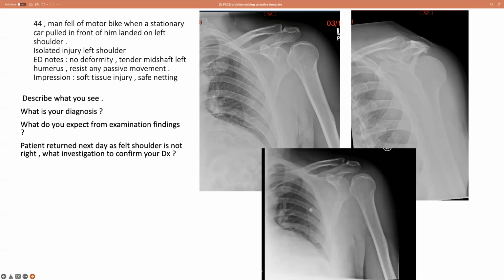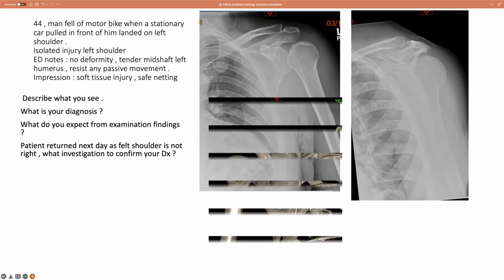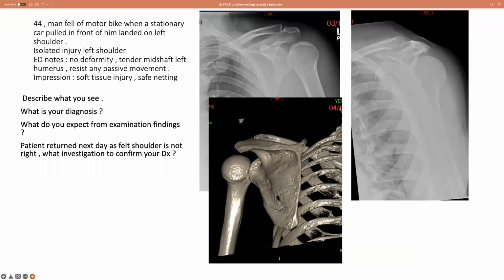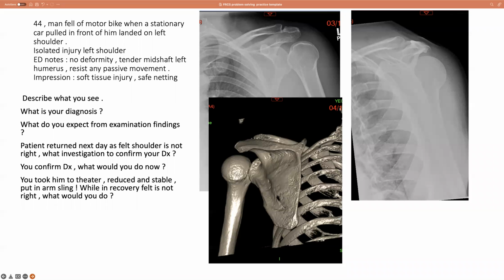You get another X-ray. You had a CT with 3D reconstruction. You confirm your diagnosis as a posterior dislocation. What would you do now? You decided to take the patient to theater. You have achieved reduction. The reduction is stable. You put him in a normal arm sling.